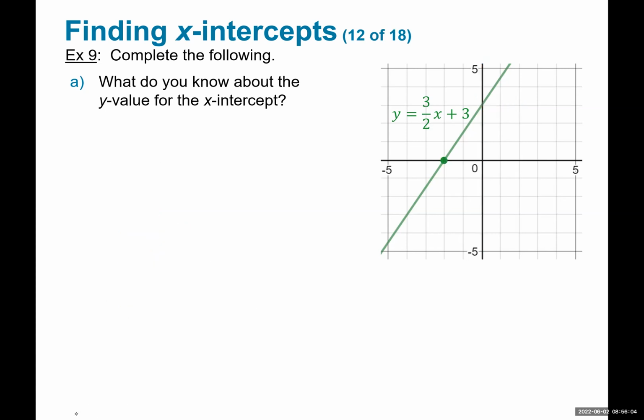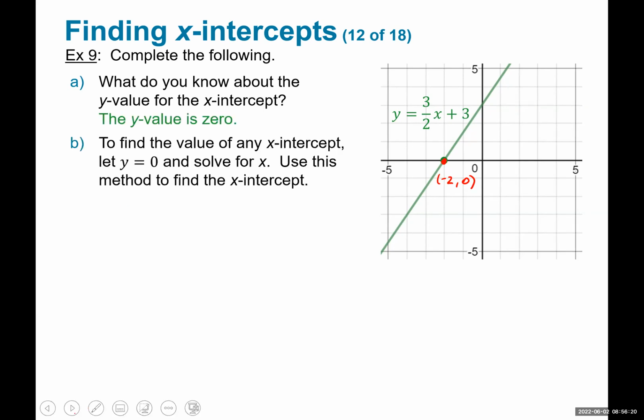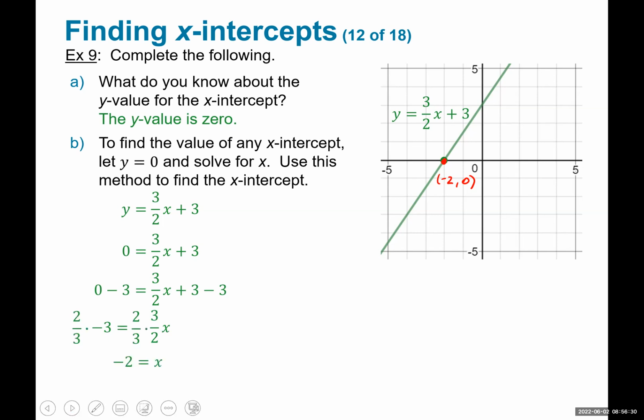It says, what do you know about the x-intercept? Well, this point is (-2, 0). The y value is always 0. So if you plug 0 into your equation and work it backwards to solve for x, you'll get x equals -2. But if you have the graph, you could just visualize it. Oh, that's -2. Right here. Oh, the y-intercept is at 3. Just count on the graph. You don't have to do all the math to figure that out.